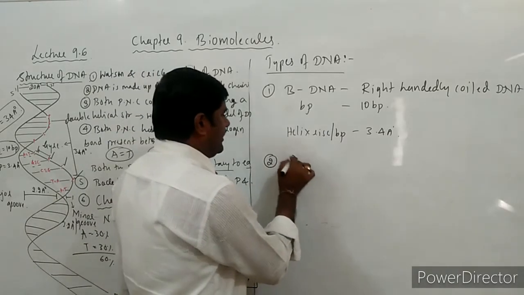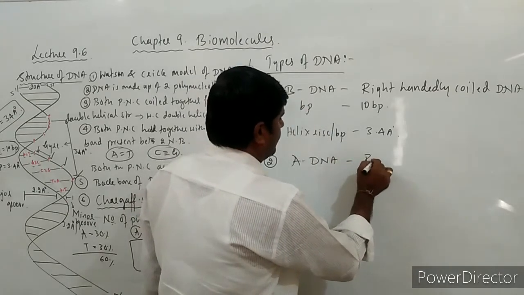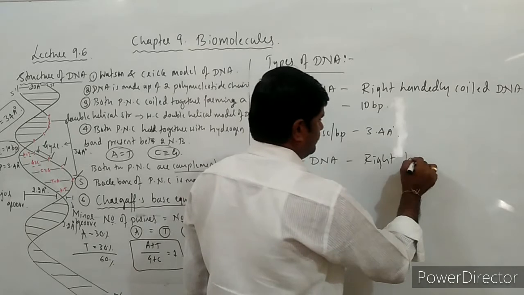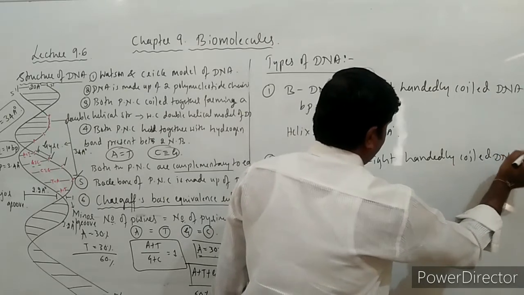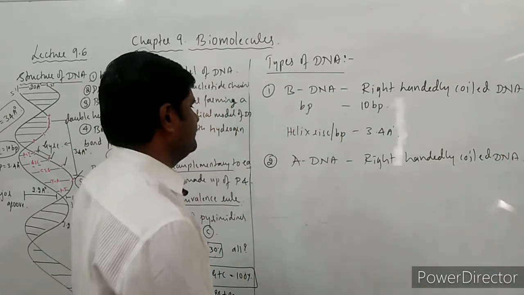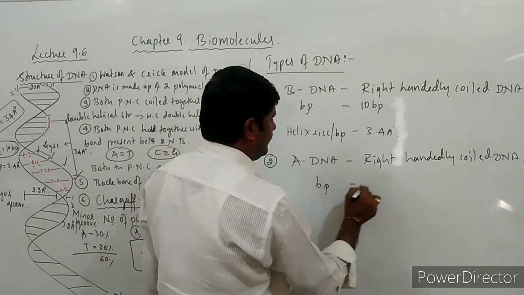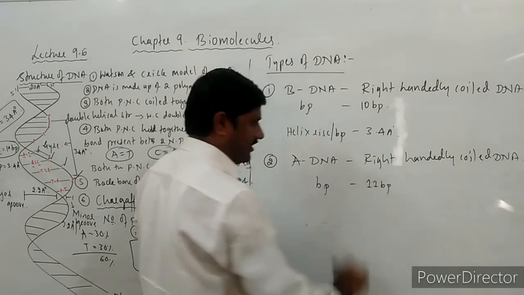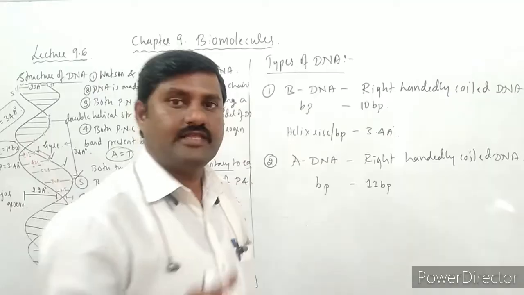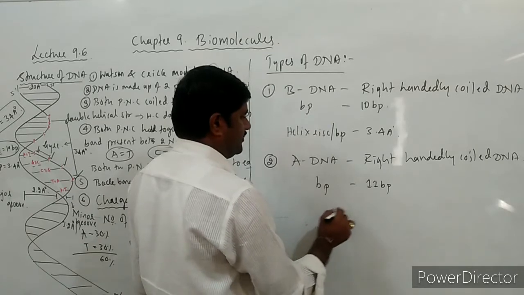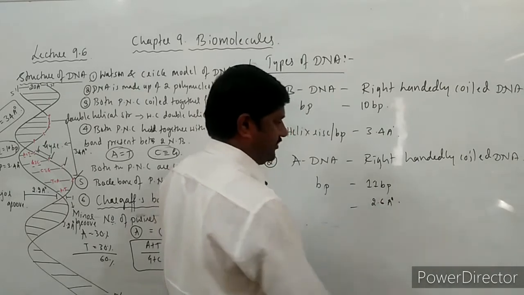And next one is A DNA. A DNA is also a right-handedly coiled DNA, and this A DNA has about 11 base pairs in each turn. Helix rise per base pair is about 2.6 angstroms over here.